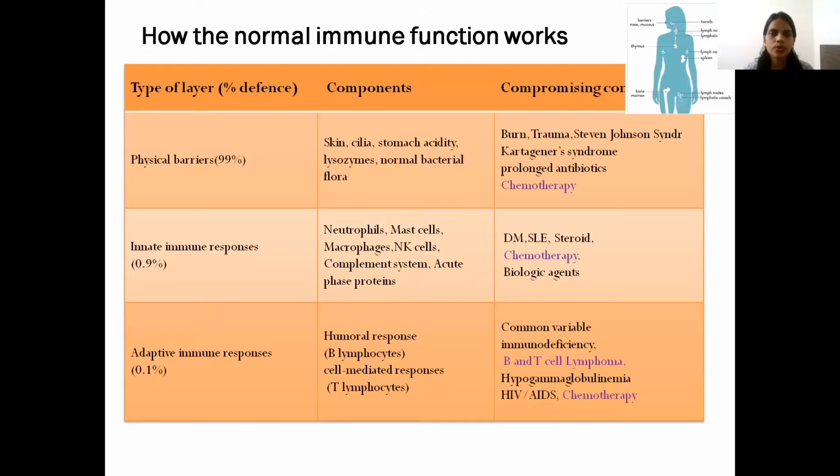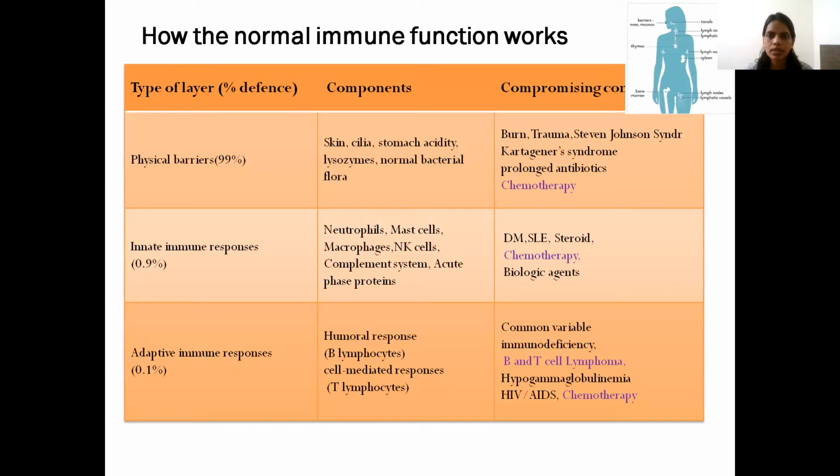Before going to the topic proper, we should have some knowledge about normal immune function. There are three layers of the immune response. The first layer is the physical barrier, which provides 99% of the defense. Its components are skin, cilia, gastric acidity, and the normal bacterial flora.